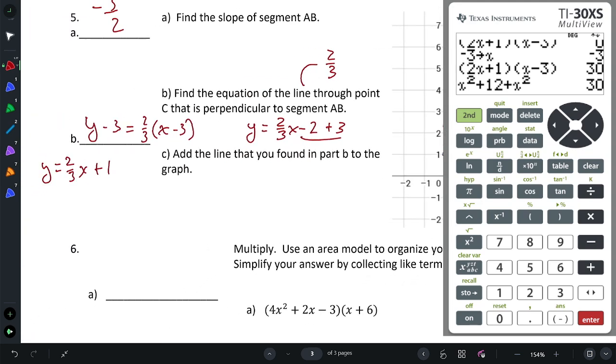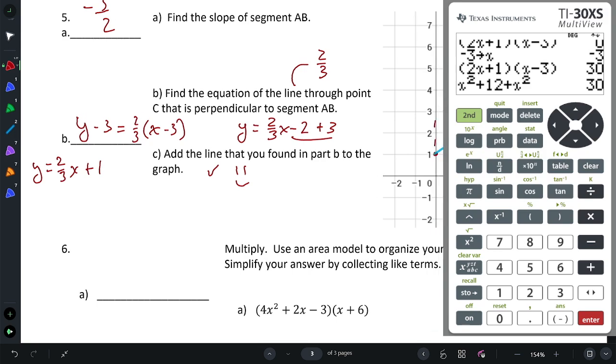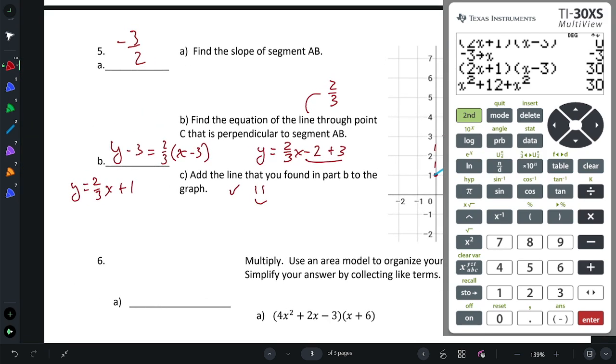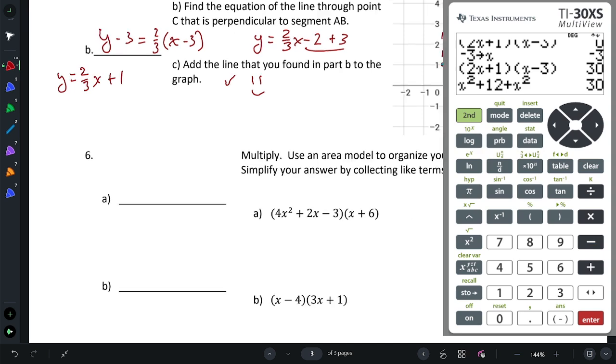It says, add the line you found in part B to the graph. What that? That's, I just did that. That's beautiful. Wonderful. And then that's it. That's that question. That's somehow not satisfying. All right, that's the end of that question. Let's move on to question number 6.